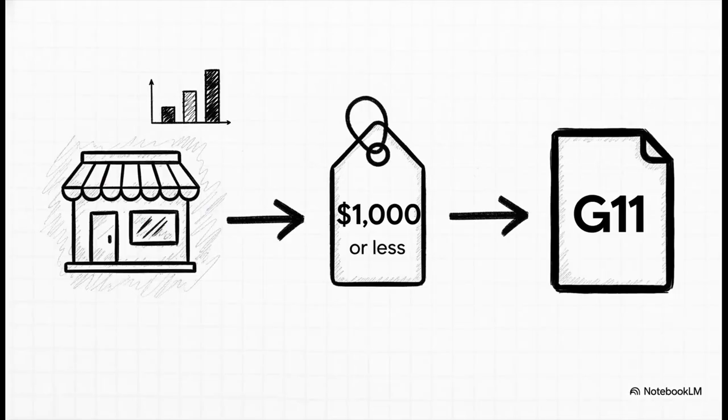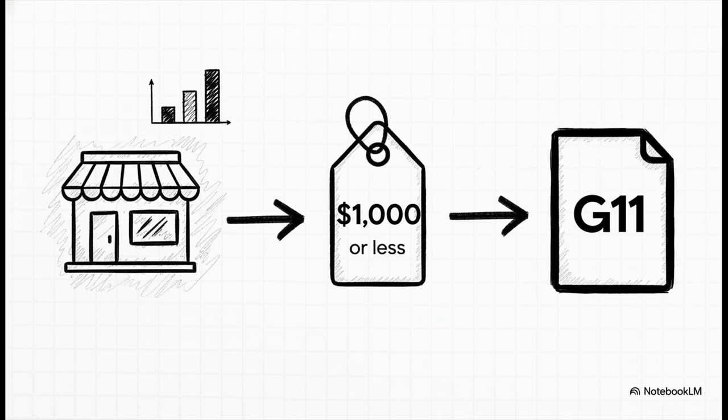Now here's a really great little tip from the source material, especially for smaller businesses. If your GST turnover is under $1 million, any capital items that cost you $1,000 or less can actually be recorded right here at G11 as non-capital purchases.